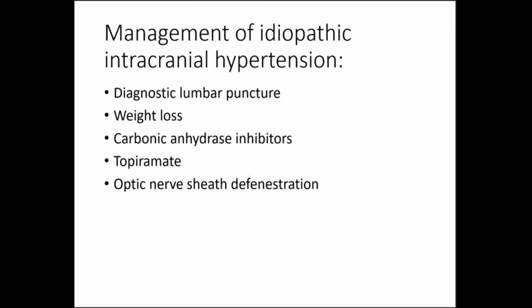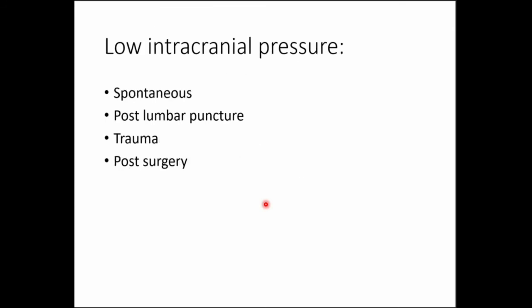Carbonic anhydrase inhibitors such as acetazolamide can help to reduce the production of cerebrospinal fluid, helping to treat idiopathic intracranial hypertension. Furthermore, topiramate has been shown to have weak carbonic anhydrase activity and can help to contribute to weight loss. So optic nerve sheath fenestration. So this essentially consists of making slits in the dura mater and the arachnoid posterior to the globe of the eye, which helps to increase the outflow of CSF, reducing pressure on the optic nerve and reducing papilledema.